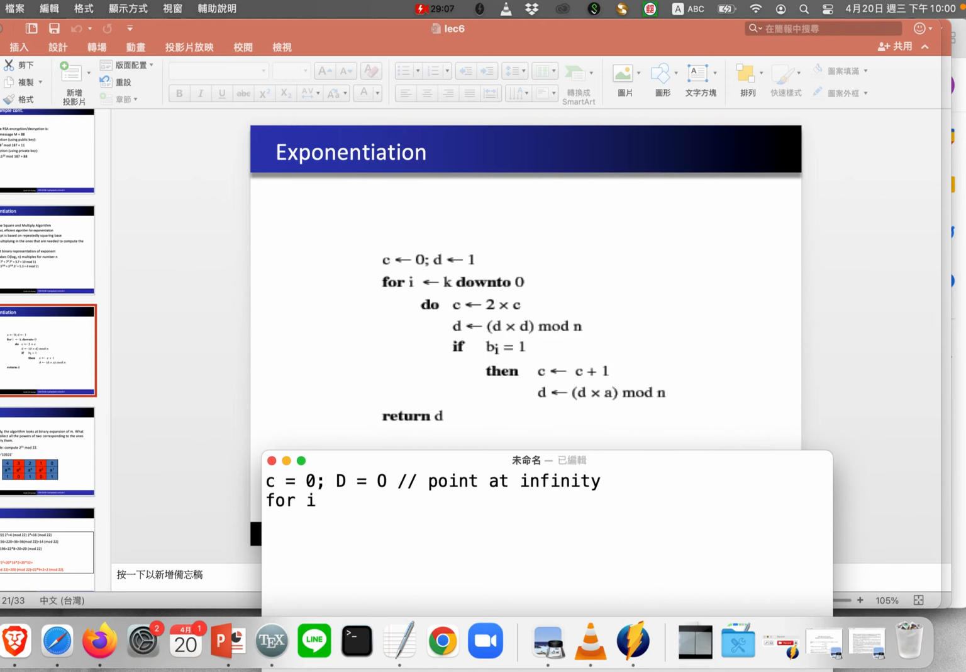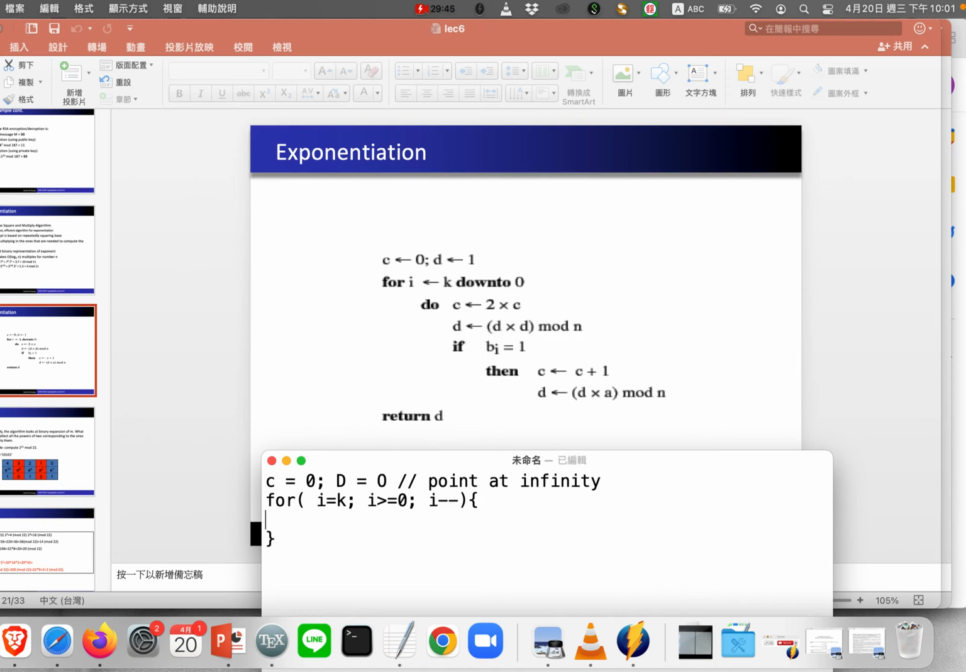Okay, I goes from K down to 0. It's a little difficult to type this, so let me use the C style. For I from K, I start from K, and then I goes down to 0, and I minus minus. So let me use the C style.